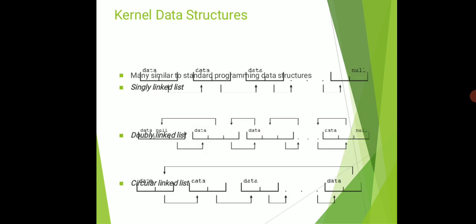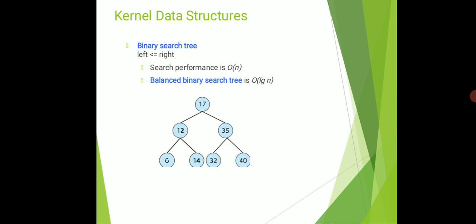Next one, this is data structures for the kernel. Lots of things are there: singly linked list, doubly linked list, circular linked list. There are three types of linked list. So this is a binary search tree. Left and right, we are going to check one. First, the left should be less than the right. The performance of this is O of n. A balanced binary search tree means O of log n. Here we are giving one example for a binary search tree. It will check the left and right, and then move downwards from left to right.